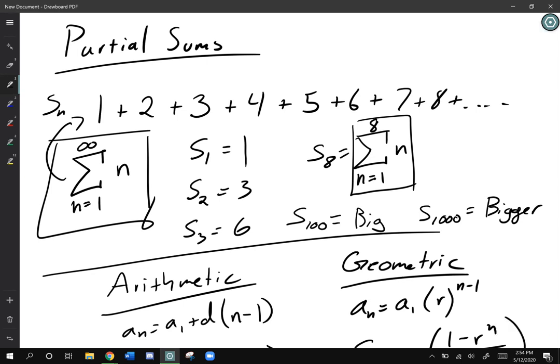And it has no sum because you never actually get to a number. And that's a really important idea that we're going to talk about next week. And this is why we use partial sums.